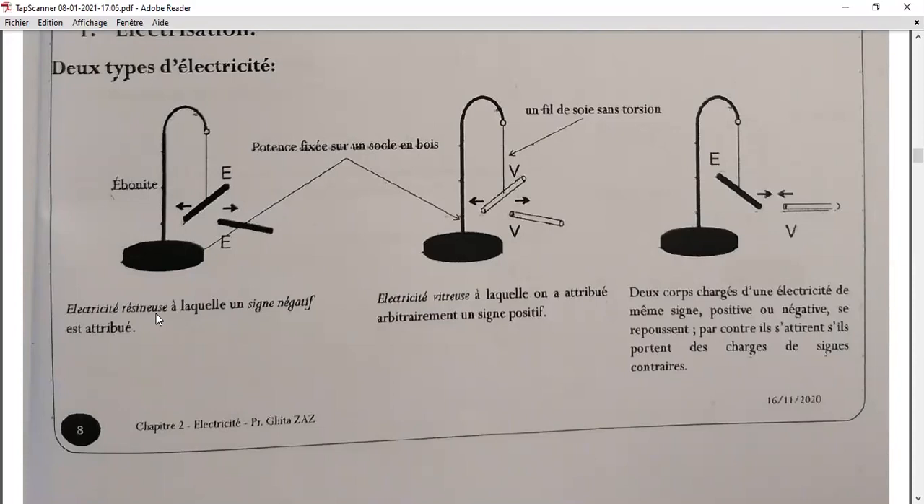When they got the two plastics, they rubbed them and tried to bring these two pieces together. They saw that there was a repulsion, and they said, okay, for this one we're going to give it a sign, which is negative. And when they got a glass, which is verre, they tried the same thing. When they brought it together, they saw there was a repulsion also.